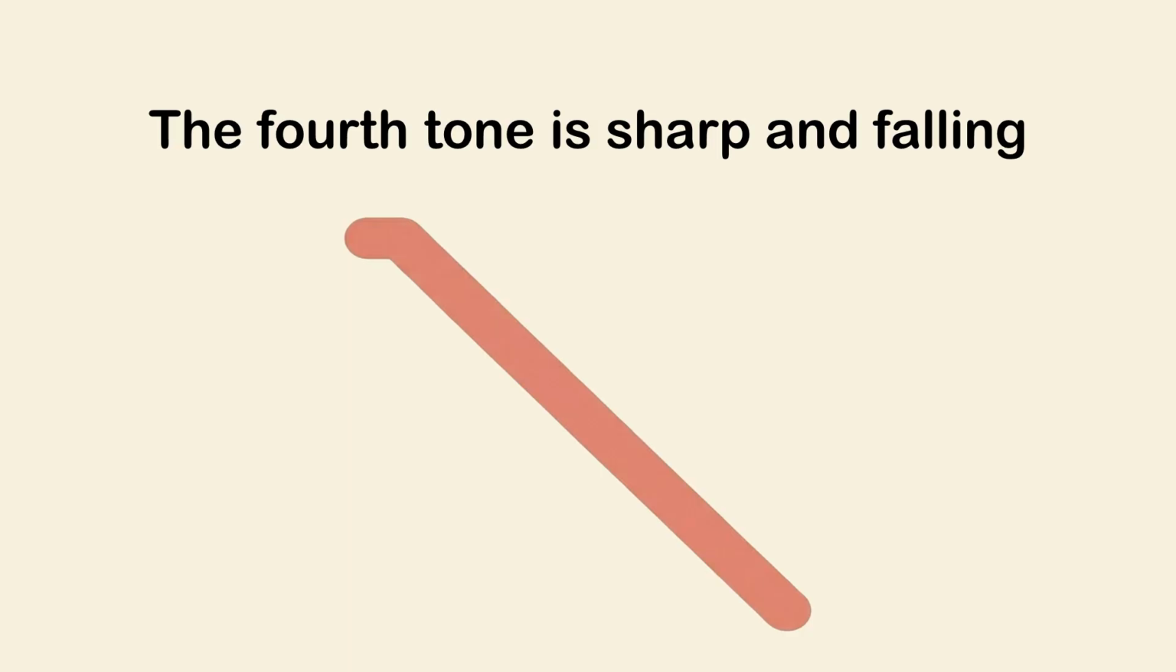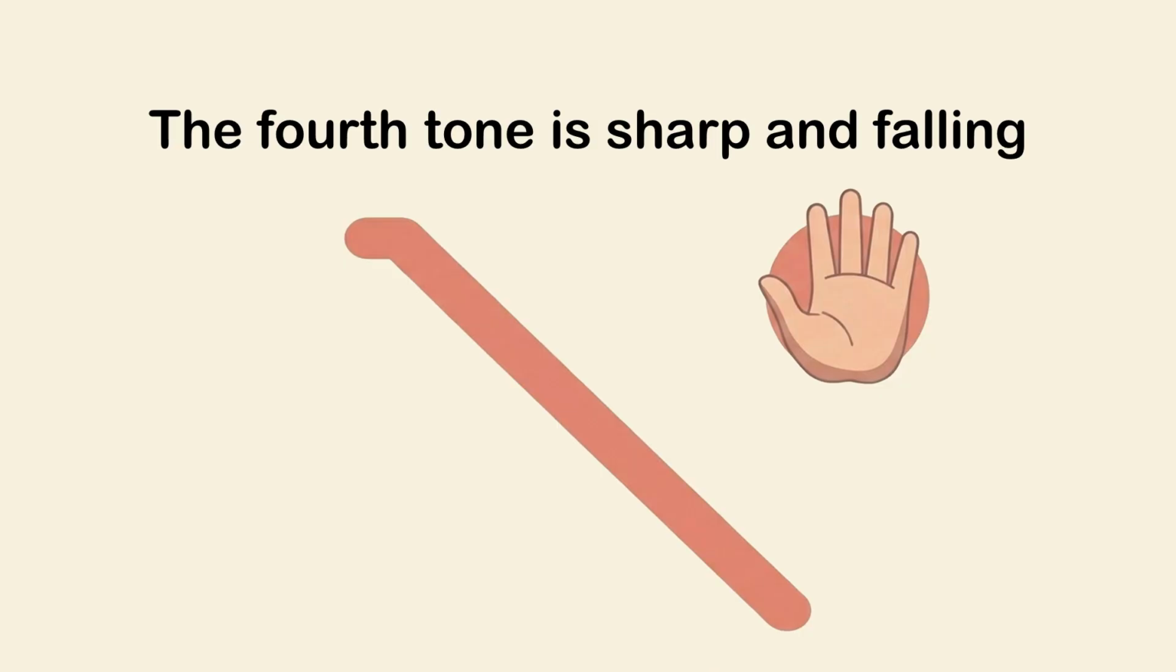And finally, the fourth tone is sharp and falling. Your voice starts high and then just drops quickly and strongly. It feels firm, almost like you are giving a command. Think about how you say "no" when you are being very clear and decisive. Your voice comes down sharply. That strong falling movement is the fourth tone.